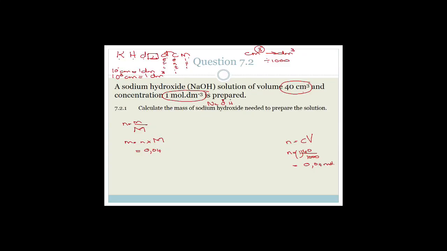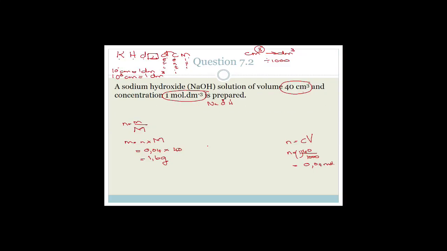Your sodium hydroxide is Na, O, and H. Oxygen is 8, hydrogen is 1, and sodium is 30 something. So you end up with a molar mass of 40. Therefore, our mass is going to be 1.6 grams. And that is the answer to question 7.2.1. The mass of sodium hydroxide required is 1.6 grams.